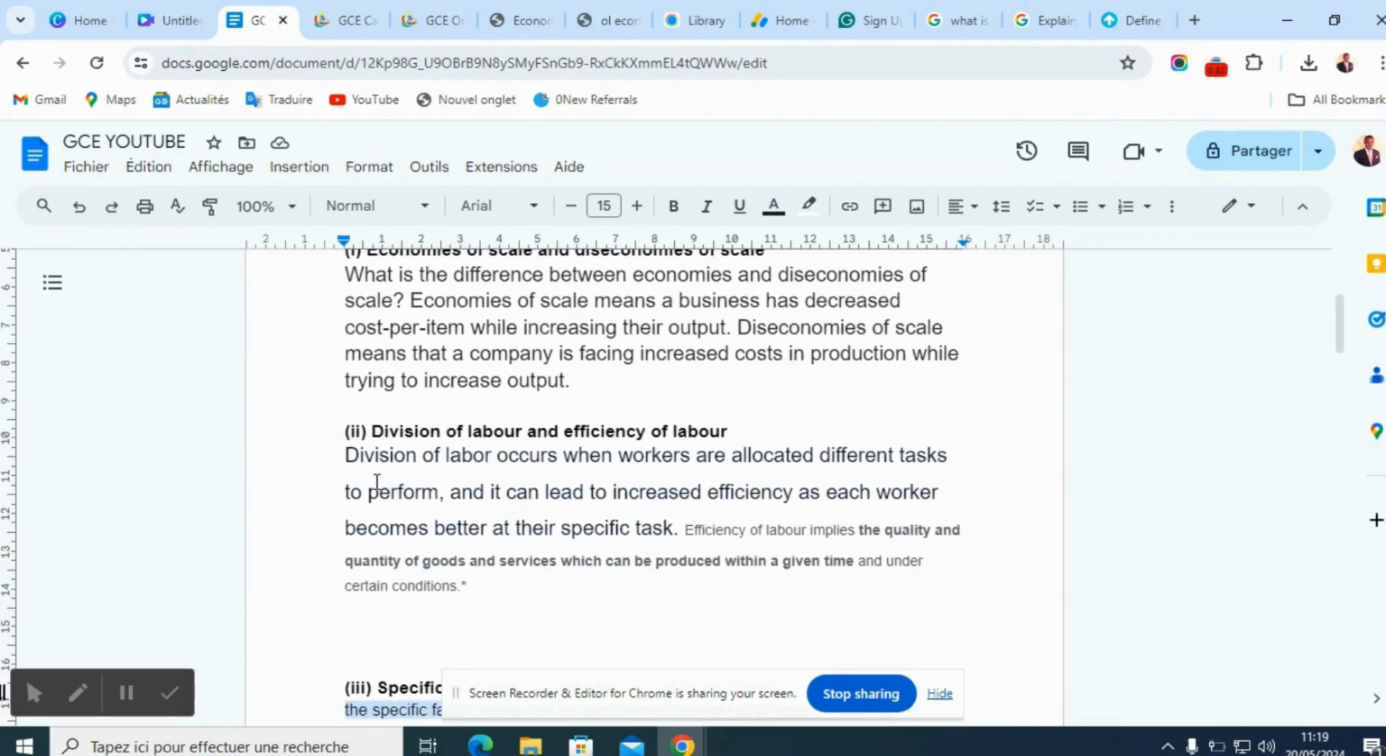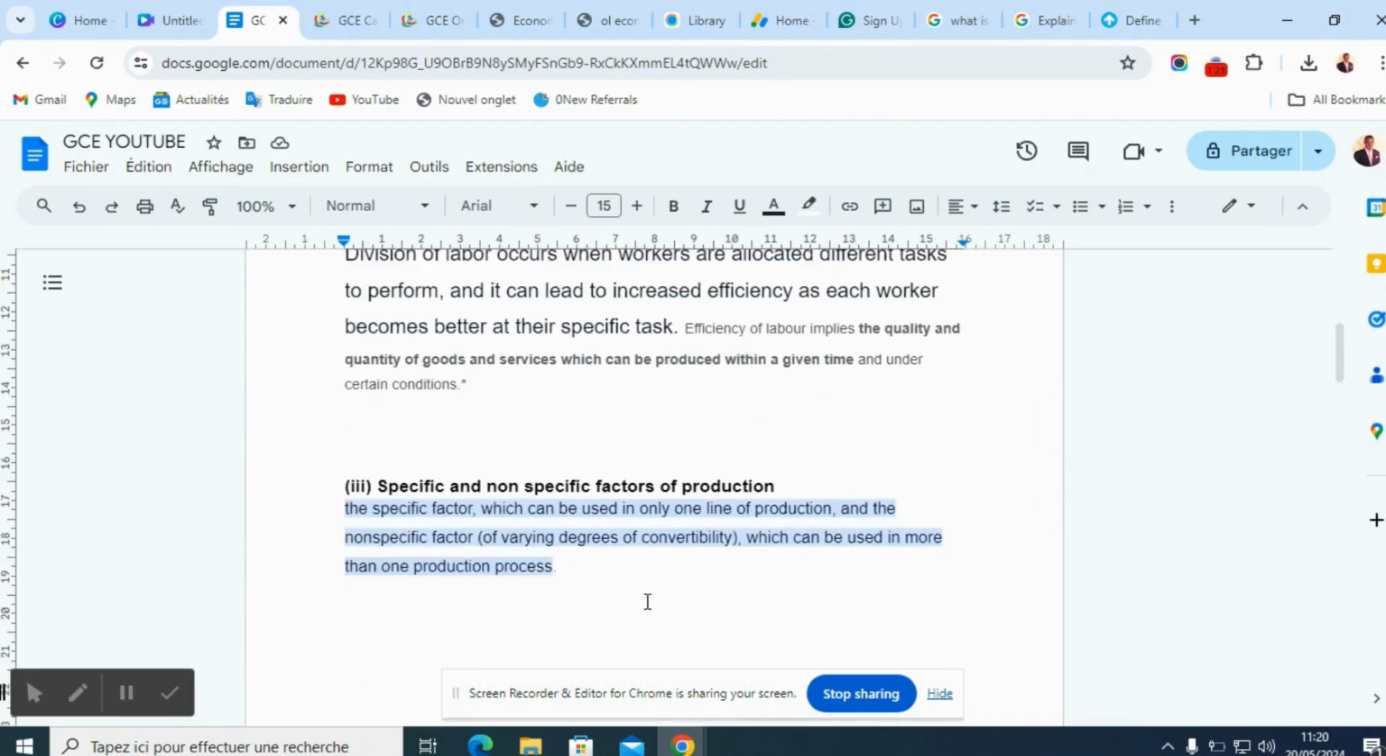The second one says division of labor and efficiency of labor. What are the differences? Division of labor occurs when workers are allocated different tasks to perform, and it can lead to increased efficiency as each worker becomes better at their specific task. Efficiency of labor implies the quality and quantity of goods and services which can be produced within a given time and under certain conditions. So those are the differences.